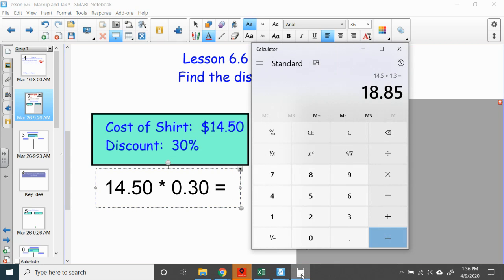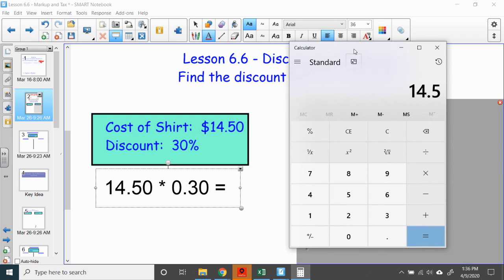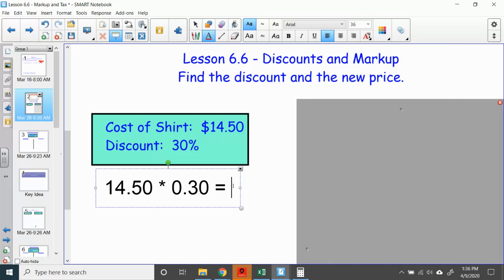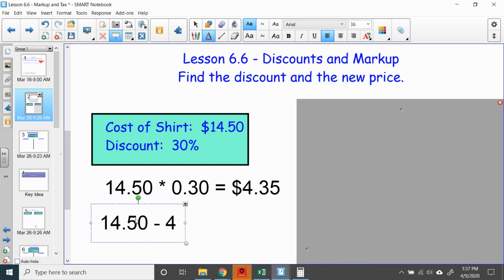So I'll go ahead and pull my calculator up here. And we will see that we have $14.50 times 30 hundredths. You can just put it as 3/10. That's $4.35. Now, a lot of times people forget that that is the amount you're saving. You have to actually get the discounted price, what the new price would be.